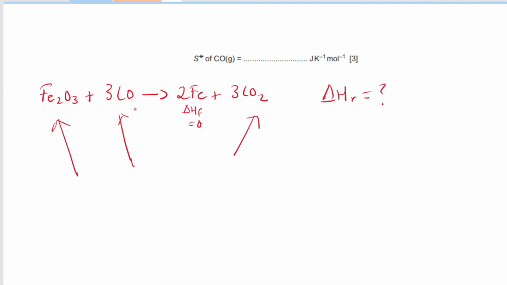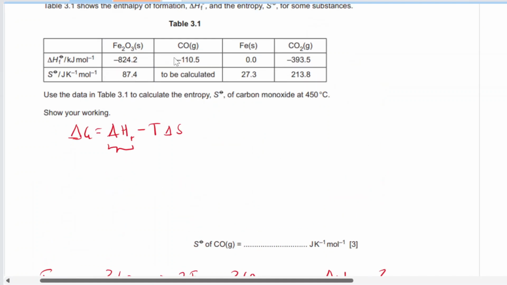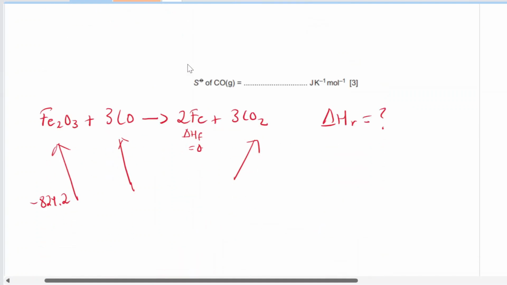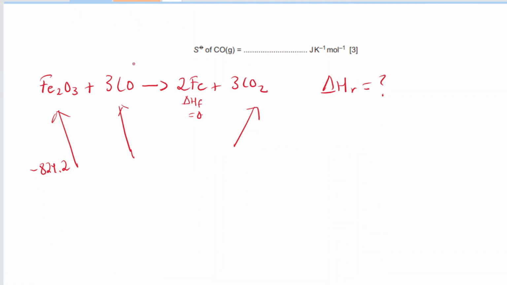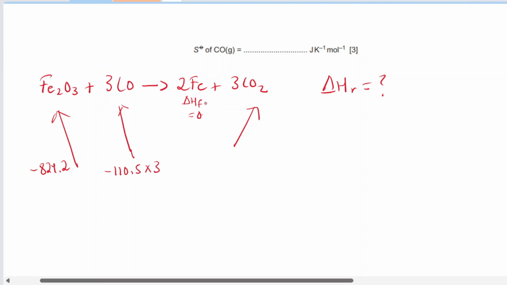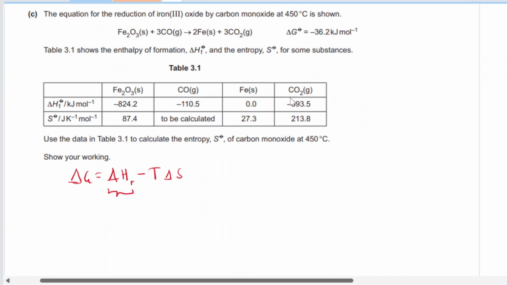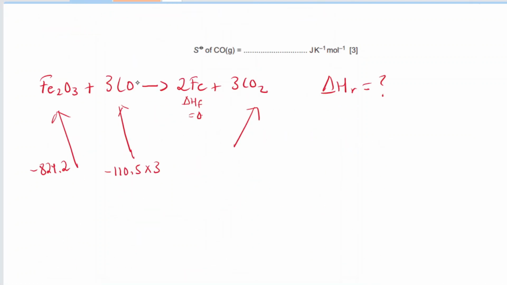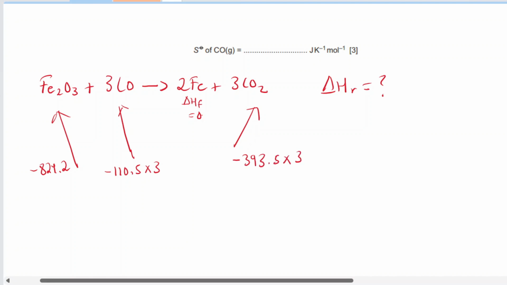So this is negative 824.2. The one for carbon monoxide is negative 110.5, but that's for 1 mole. This one has 3 moles, so we will multiply this by 3. Then obviously for Fe it is 0, and for carbon dioxide we have been given the formation as negative 393.5. So this is negative 393.5 times 3. So this is what we are trying to find.